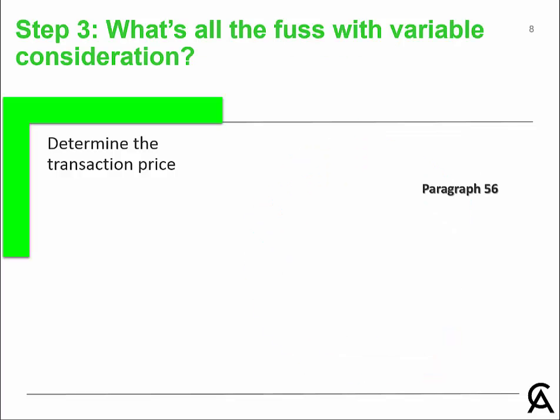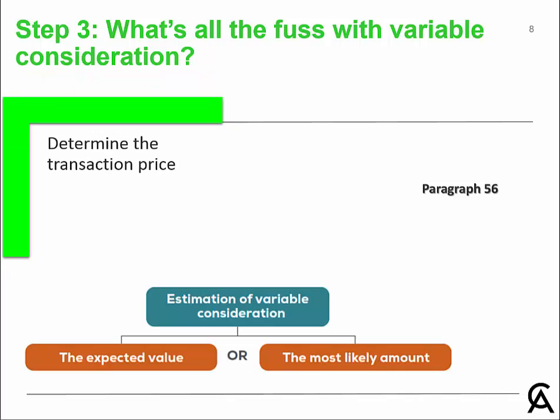There are 2 methods for estimating variable consideration, and we need to remember that variable consideration comes in a number of forms. Expected values are generally used when there's a yes or no element to the variable consideration.